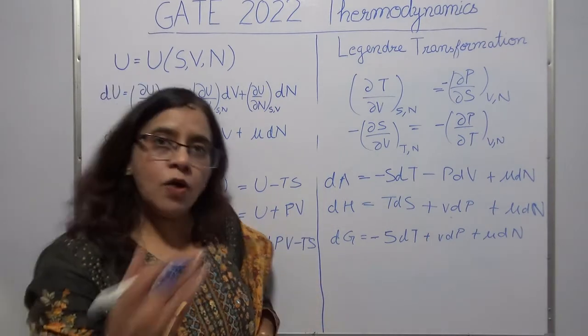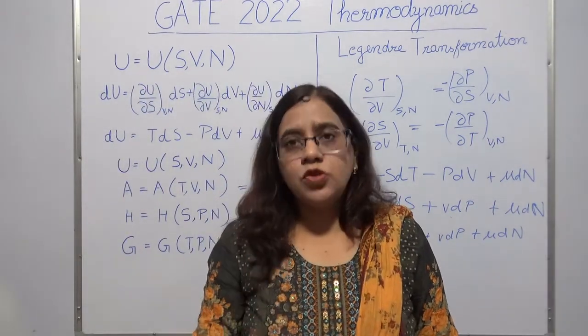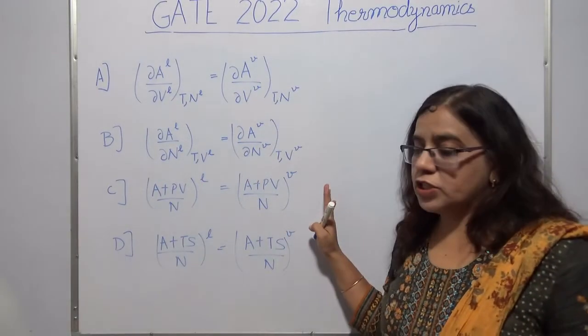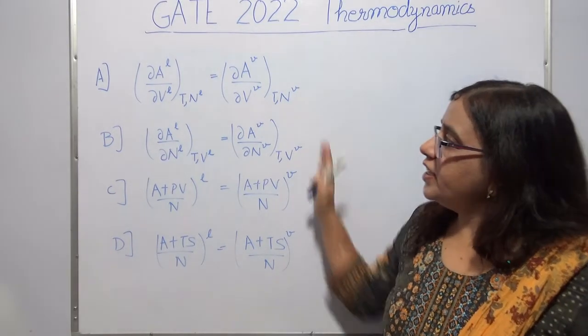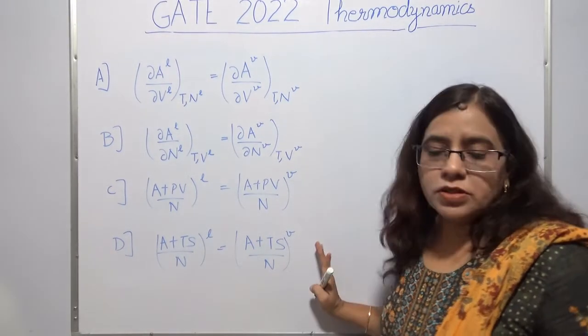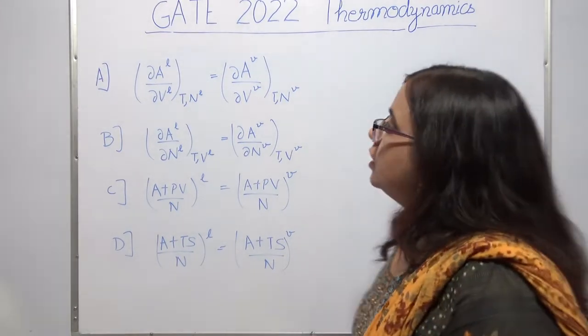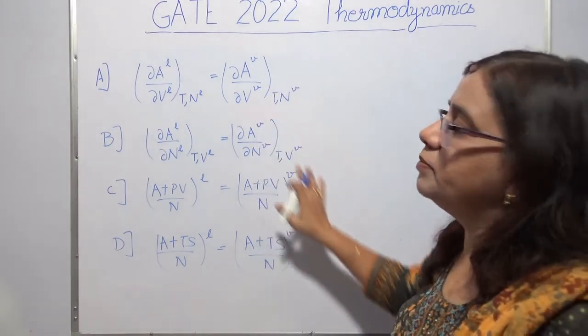And now we will come to the problems which we are going to solve. So I am going to take two problems. Okay, so this was the question which came for 1 point in GATE 2022. So here they have given 4 equations and they have asked you which one is incorrect. Okay, so by now you know what all these variables mean.